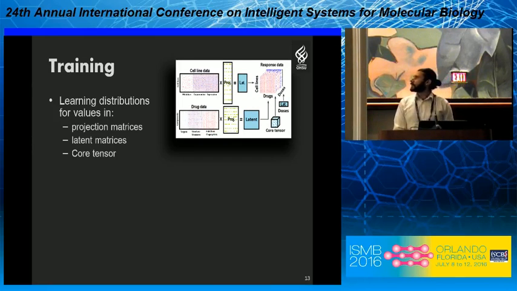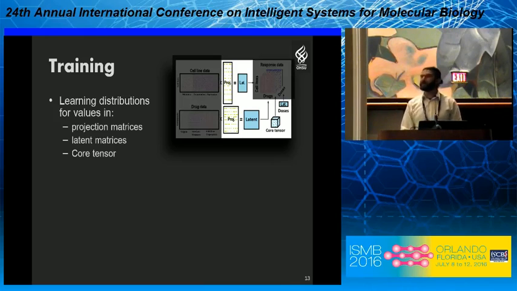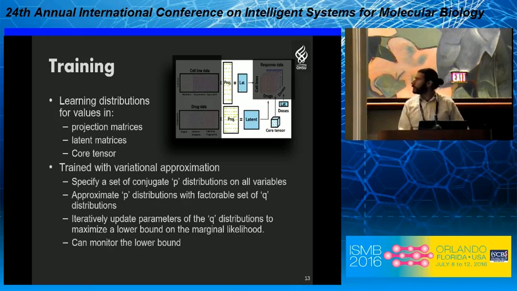Okay, so how do I actually train this? There's a large number of values depending on how much input data I'm going to use and the size of the latent dimensions that I want for each of the modes here. There's a lot of values to learn. It's basically too big to try to do some Monte Carlo sampling method. We want to have probability distributions on each of those values in order to have some idea about variability and make the model more stable. So that's what I want to learn: projection, latent matrices, and the core tensor. And I'm using a variational approximation algorithm to do that.